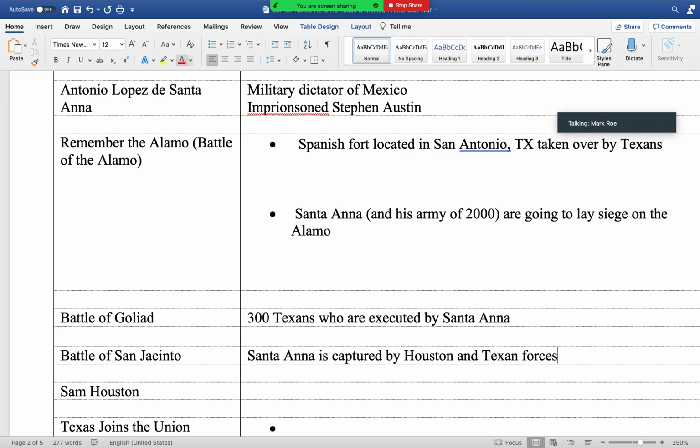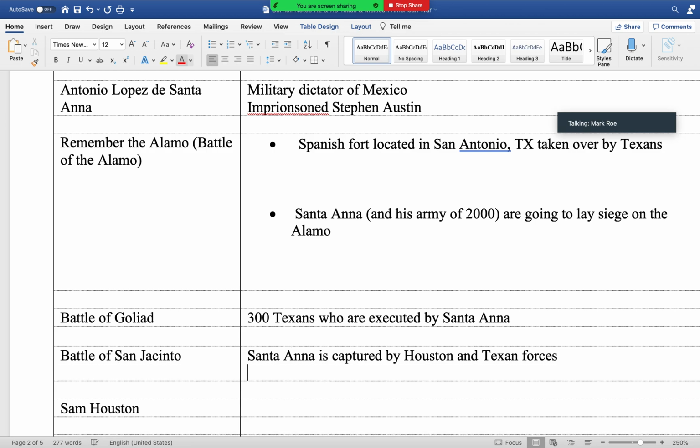So Santa Anna and his men are going to get captured by Sam Houston. Sam Houston was, I believe, originally from Missouri, but he comes to Texas while this is going on. And Sam Houston really becomes the savior of this Texas Revolution. At the Battle of San Jacinto, Santa Anna is captured by Houston and the Texan forces.